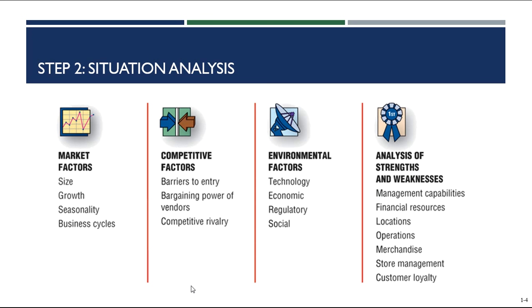The second step is to conduct a situation analysis. Your situation analysis does include a SWOT, right? So your strengths, weaknesses, and opportunities and threats. But it also looks at some market factors, competitive factors, and environmental factors that could impact your retail business. So when you look at the market, you're looking at what's the size of the retail market. Is there a potential for growth? Is there seasonality, business cycles?